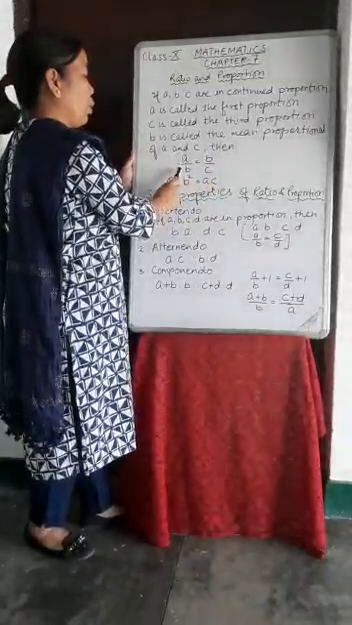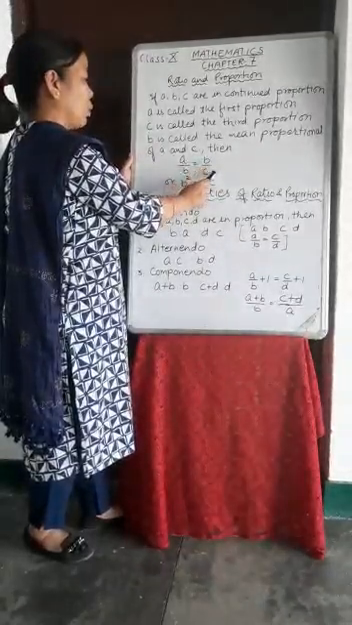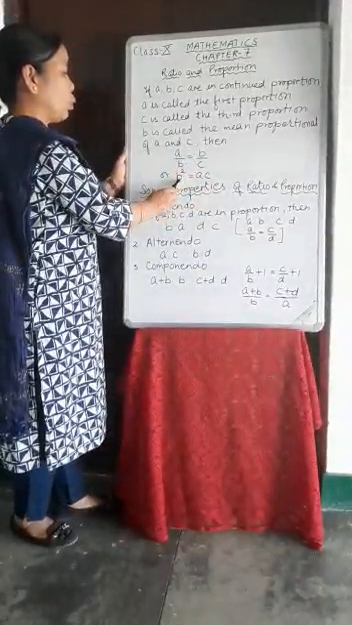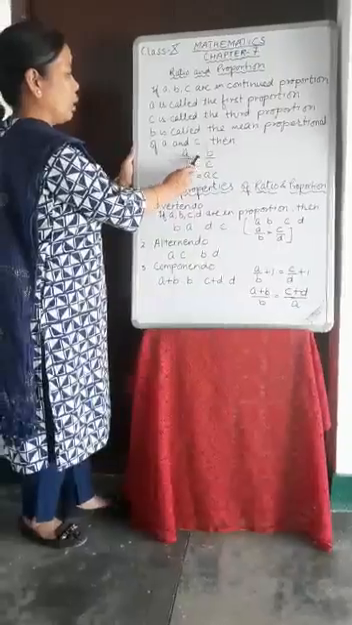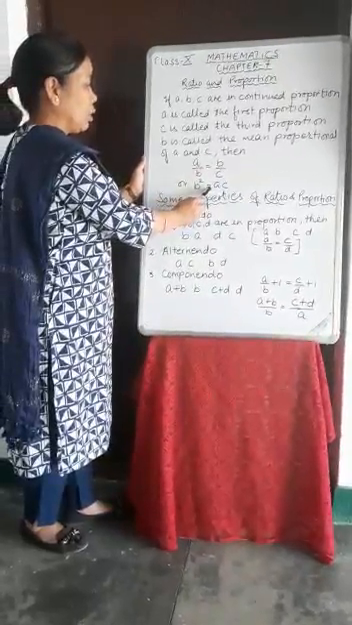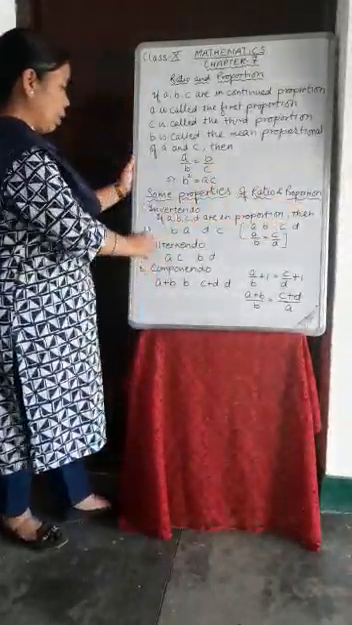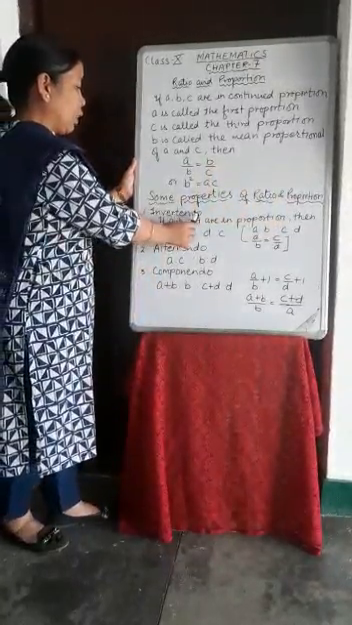Then A upon B equals B upon C, and if we cross multiply, B into B is B square equals A into C. It means B square is equal to AC. Now the properties of ratio and proportion. The first one is invertendo.